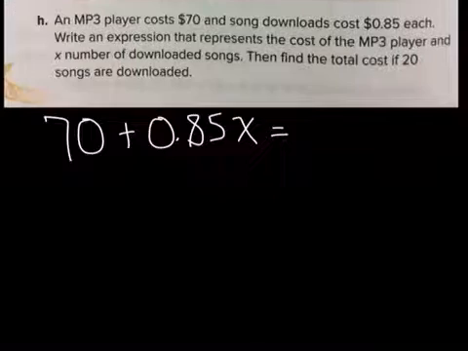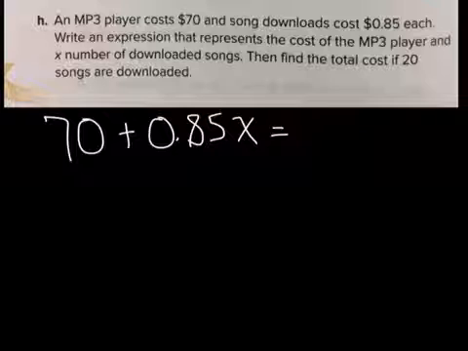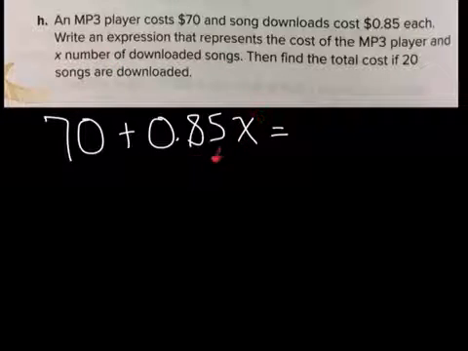Okay, let's try H. An MP3 player costs $70. Okay, so we have our $70 that we have to spend to buy it. And song downloads cost 85 cents each, 0.85 each. Write an expression that represents the cost of the MP3 player, there it is, and x number of downloaded songs. We don't know how many songs we're getting, but we know that each one costs 85 cents. Then find the total cost if 20 songs are downloaded. So x is going to be replaced with 20 songs.